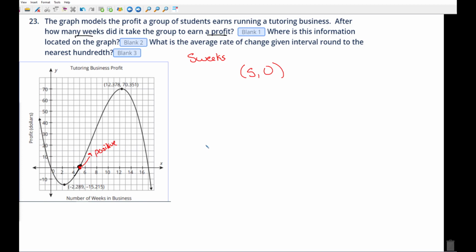And to find our rate of change, we need to do our slope formula.